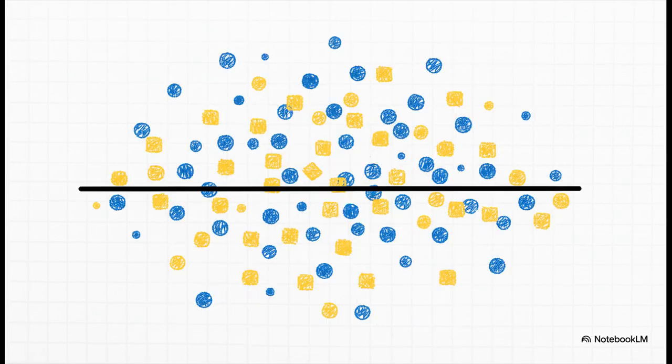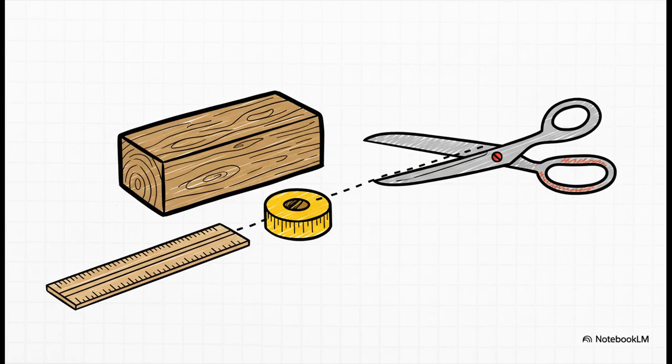Okay, so to do this right, we need to know what we're looking for. First up, you've got the signal. These are your relevant features, the good stuff. A single really good feature can just cleanly slice your data into different groups. This is the gold you're digging for. Next, you have to deal with redundant features.